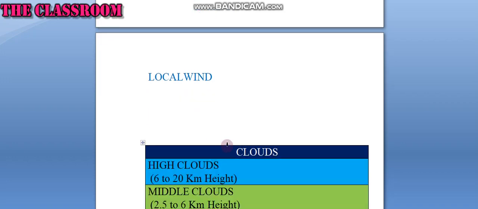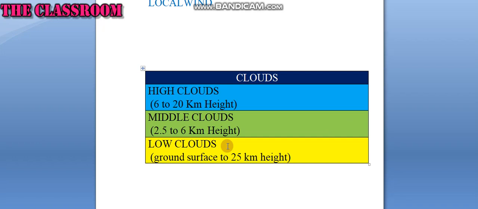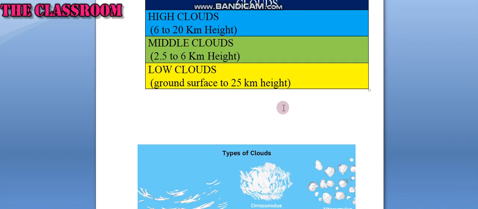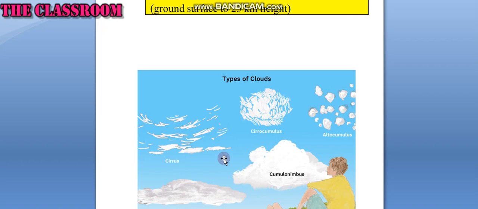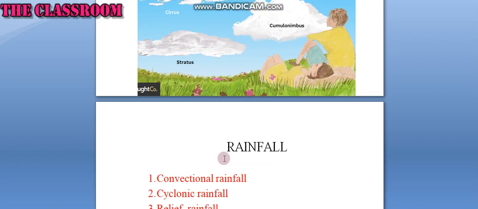Next, let us see clouds. According to the height, clouds are classified into the following types: high clouds, middle clouds, low clouds. These major clouds are further divided into different types on the basis of the shape of the structure. See, this is the picture of the cloud. According to the structure, it is divided into other classifications.